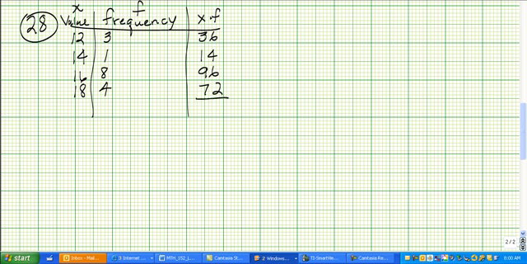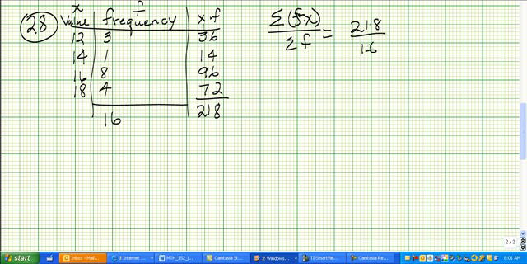Alright, so we want to find the sum of the F times X, or X times F, and divide it by the sum of the frequency. So the sum of the frequencies is 4, 12, I believe 16, 4, 8, okay, 16. So let me add this column: 10, 18, 5, 14, 21. So we're going to have 218 divided by 16, and that's 13.625, if I've copied my table right.